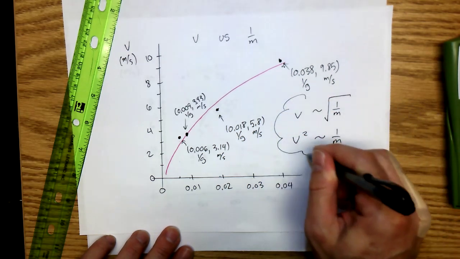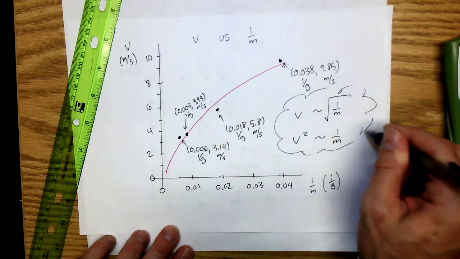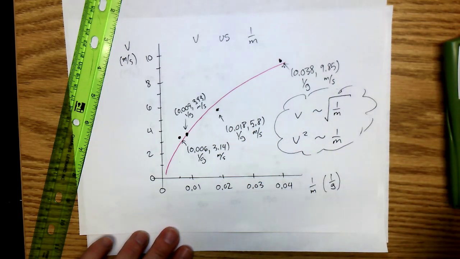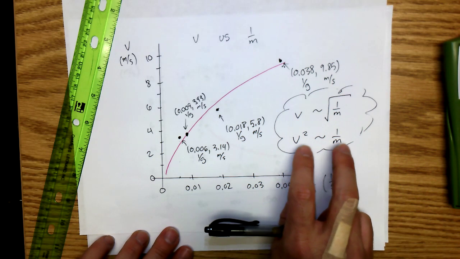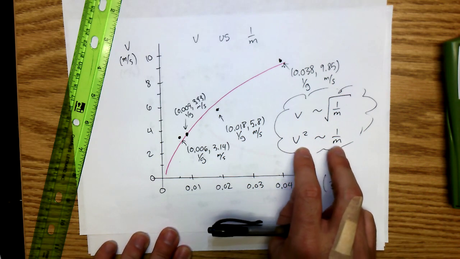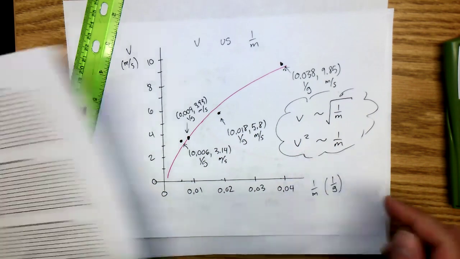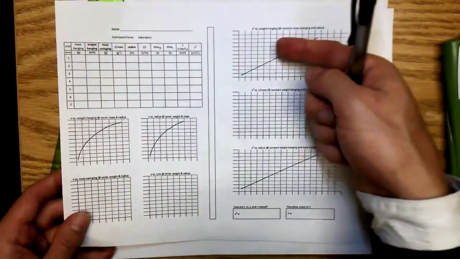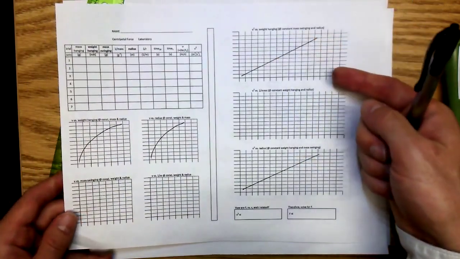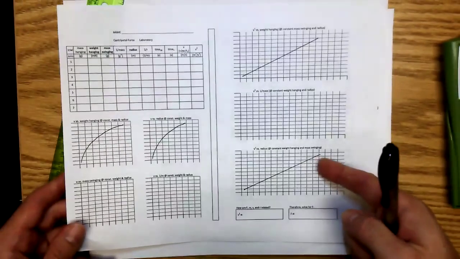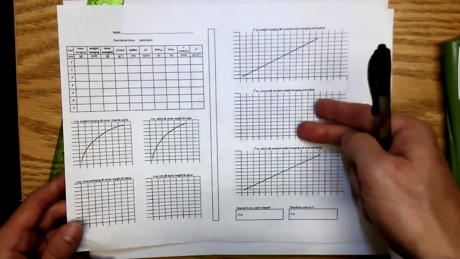I put this little cloud bubble here because those are saying the same thing. And if one's true, the other is also true. They're the same thing. Now, the reason I like the bottom version, v squared proportional to 1 over m, is because the graphs that you made so far on the right side are all v squared is proportional to something. V squared was proportional to the weight back last week. V squared was proportional to the radius last week. Right? And now we've got one more to go.